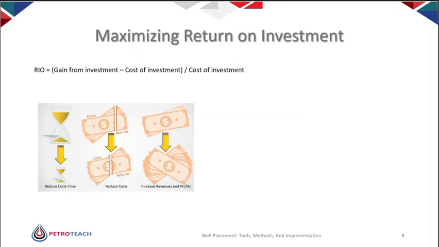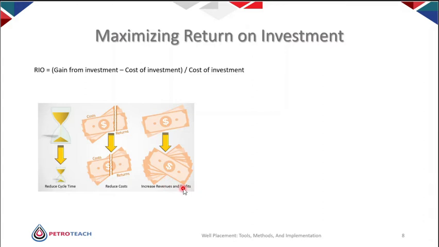Before diving into details about well placement, I would like to talk a little bit about what return on investment is and how well placement can lead to maximizing return on investment when it comes to drilling a well. There are three ways to increase the return on investment, generally speaking. The first method is called reduced cycle time. It means earning income faster, and it focuses on taking advantage of the time value of money. The second method is reduction of costs in order to gain the same earning income. And finally, the last method focuses on the increase of revenue and profit.